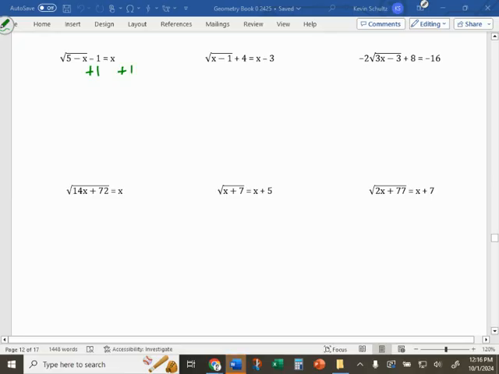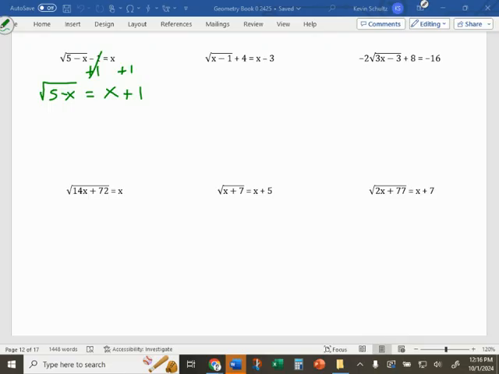The opposite of subtracting 1 is adding 1. So we cancel that out. We get the root of 5 minus x, and that equals, on the right side, x plus 1. Not 1x, because that would be 1 times x. X plus 1. We're adding 1 to whatever x is here. So far, so good?